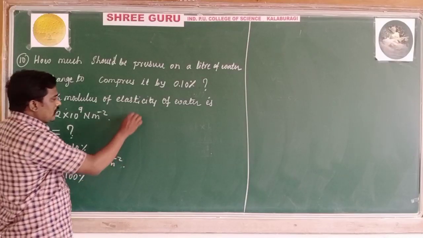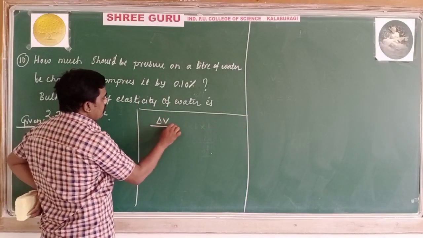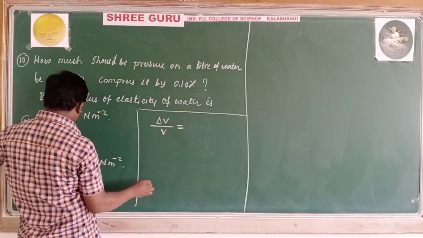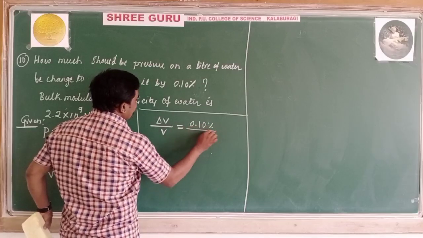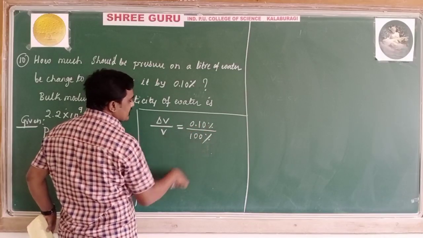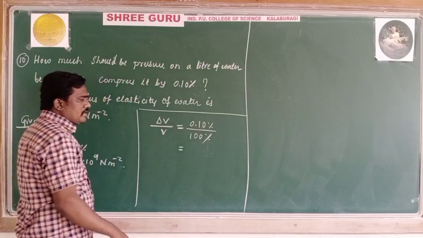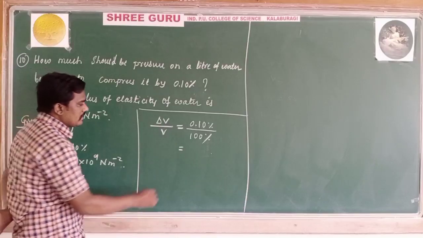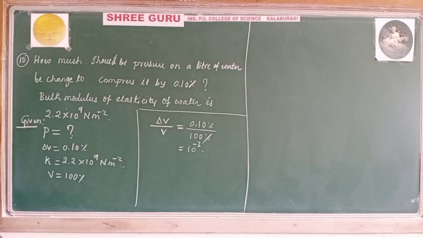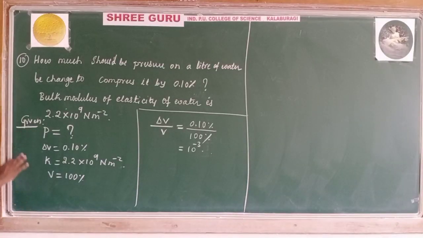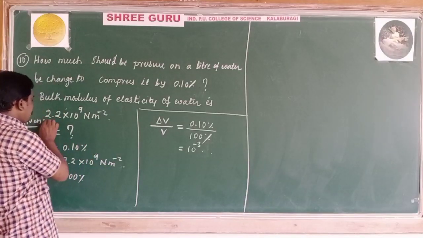Change in volume by original volume equals, what is change in volume? That is 0.10%, and original volume is 100%. This percent is going to cancel. 0.1 by 100 is nothing but 10 raised to minus 3. This is the volume contraction with respect to 100%. Now we should find the pressure.